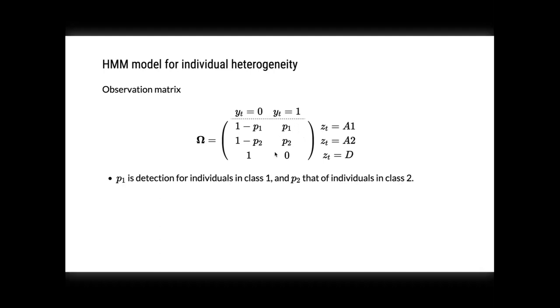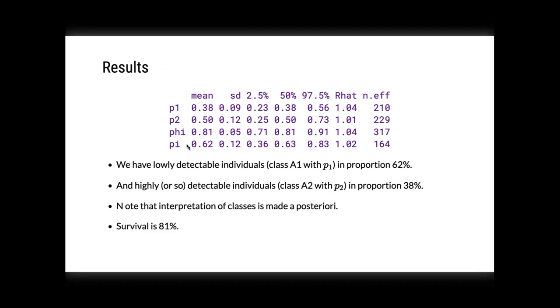Okay. And if you fit this model, you get that the survival probability for all individuals is around 80%. And then there is a mixture of individuals. You have 60% of individuals with detection probability 0.4, and 40% of individuals with detection probability 0.5. Okay, so pi is the probability of being in one class or the other, 60% or 40%. And then you have the two detection probabilities here, right?